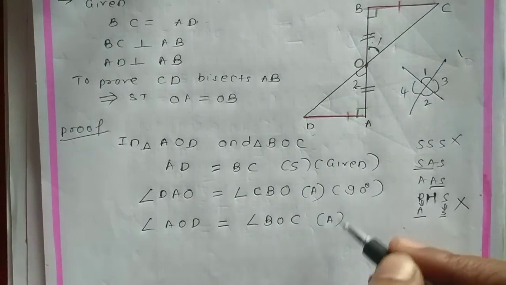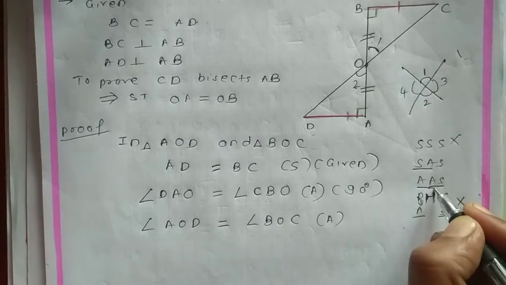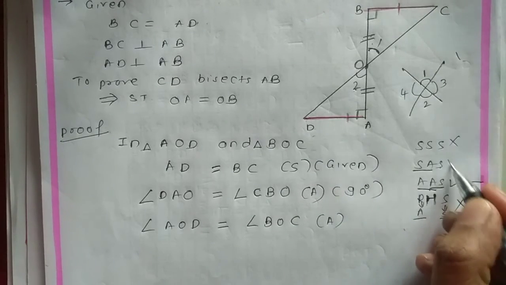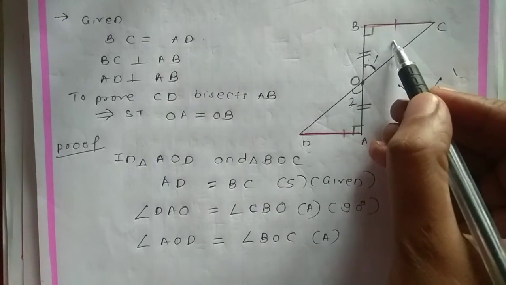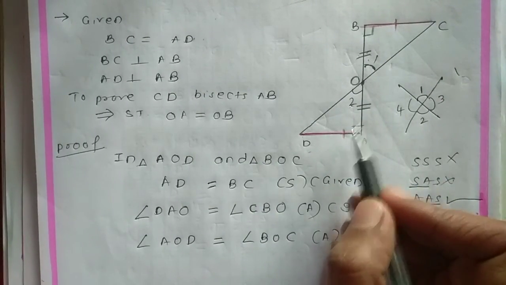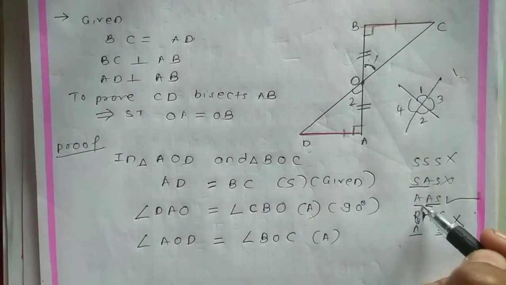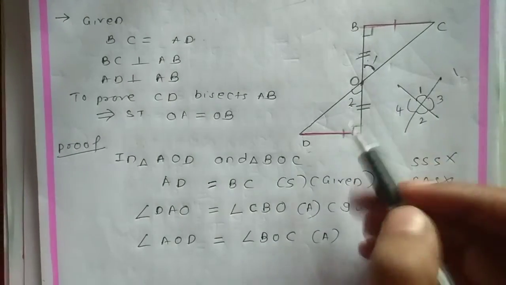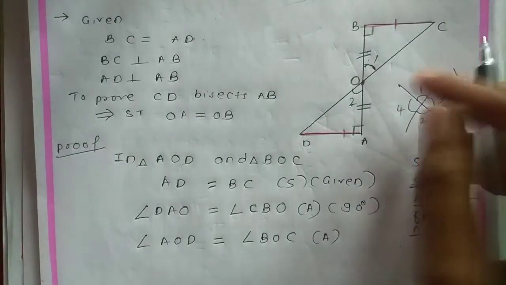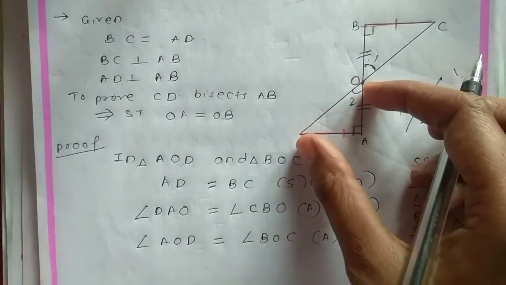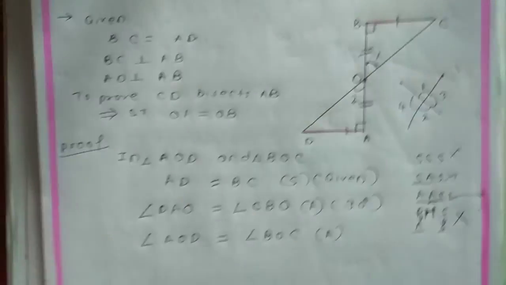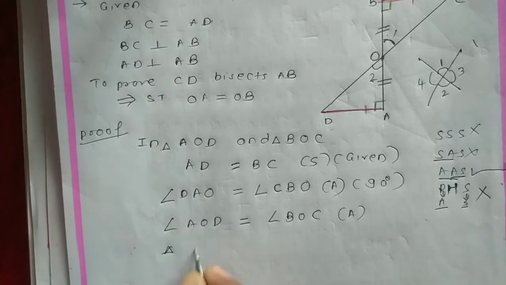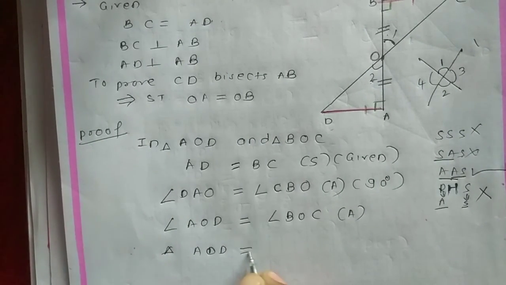Now this is matching with AAS, isn't it? Two angles and side. This is not matching with this. So any two angles and side of one triangle are equal to the corresponding any two angles and side of another triangle, then these two triangles are congruent. It means what? Obviously remaining parts. Now OD and OC is not given, but they will be equal, and OA and OB will be equal. Therefore triangle AOD is congruent to triangle BOC.